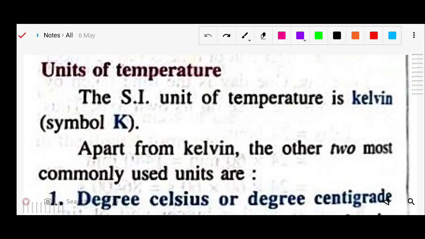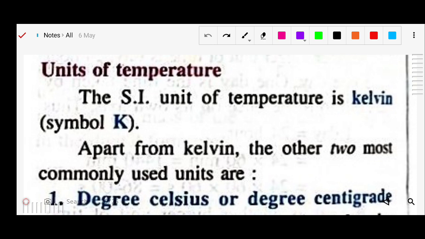Good morning, students. We will continue chapter 2, physical quantities and measurement. So already we have covered basic physical quantities like length, mass, time. These three basic quantities we have covered. The fourth basic quantity is temperature. So about the temperature, today we will see.